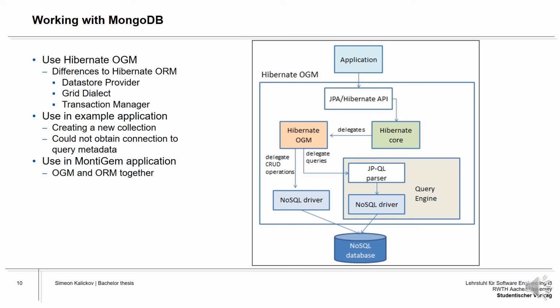Nonetheless, we also worked further with MongoDB and Hibernate OGM. The Hibernate OGM engine has a similar structure to Hibernate ORM, the Object Relational Mapping engine, but with some differences, as for example the need of a data store provider and a transaction manager. Here we succeeded in integrating the OGM engine in the MontiGem application, thus at this point having the application running with both engines. Although the actual mapping of the entities to the MongoDB database was again impossible because of the same reasons as before.